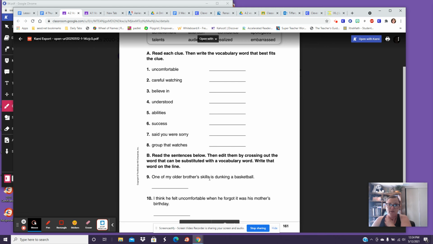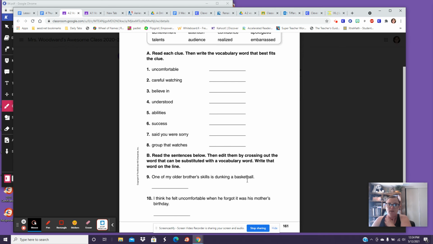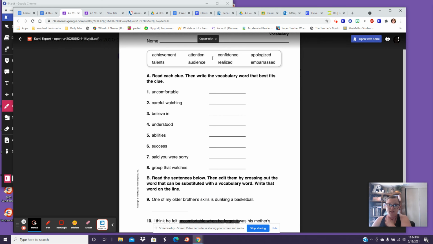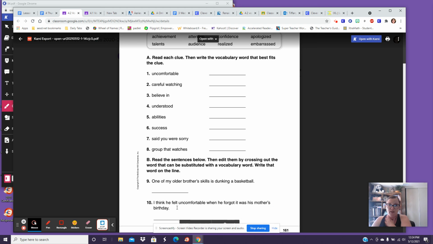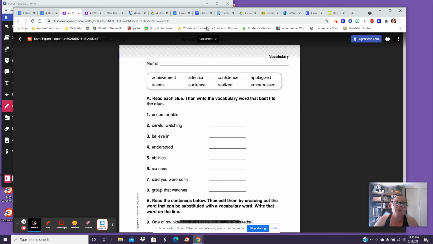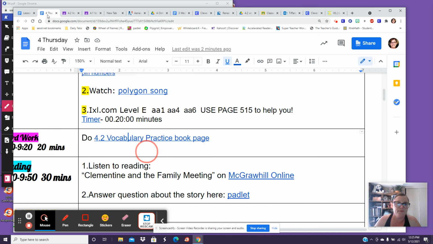So one of my older brother's skills is dunking a basketball. So you have to change the word skills to one of these words, okay? For number 9 and 10, you got to figure out what word goes with the sentence. Be ready to correct this one in class.